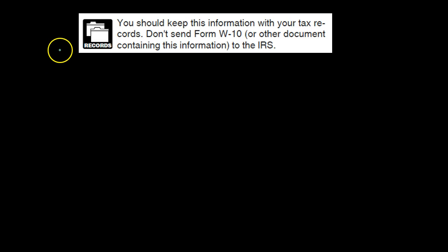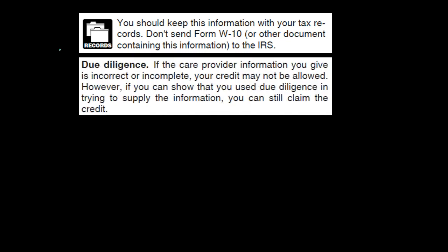So records, you should keep this information with your tax returns. Don't send Form W-10 or other documents containing this information to the IRS. Note that you want to have this information in case the IRS has a question. If they come back and say, hey, we got a question about the address, the identification number, or this or that, then we want to know where we got it. Because if we have the wrong identification number or something like that, then we want to say, hey, this is where we got it from, and maybe we just wrote it down wrong, or maybe we at least have the information regarding it, and we could try to show, hopefully, due diligence for that.